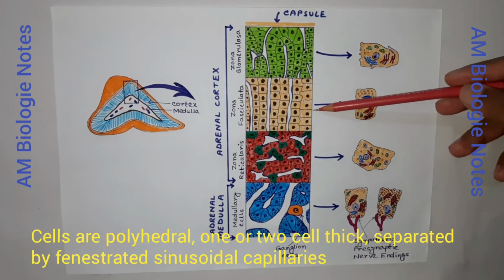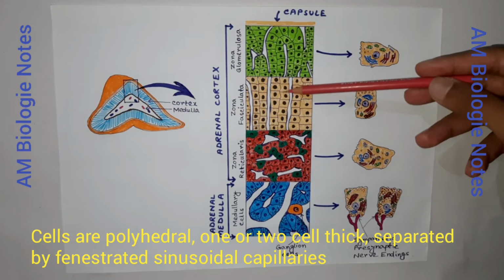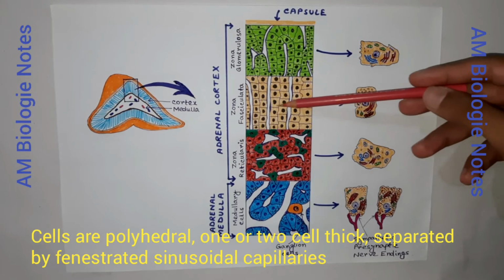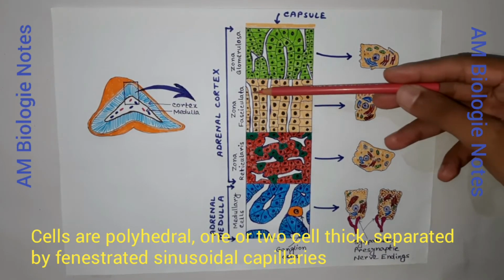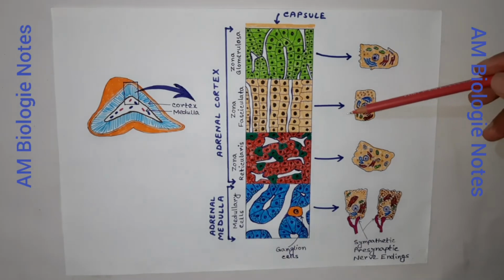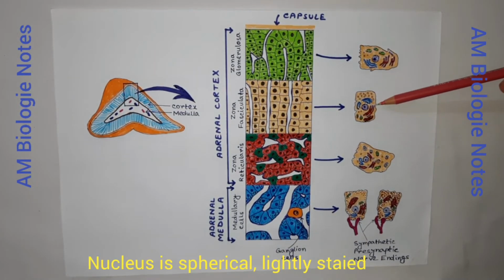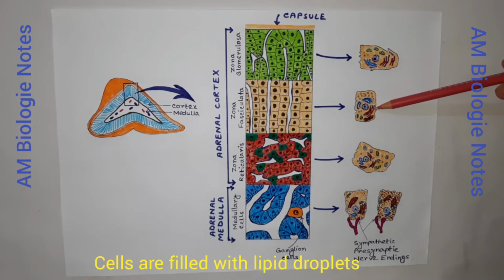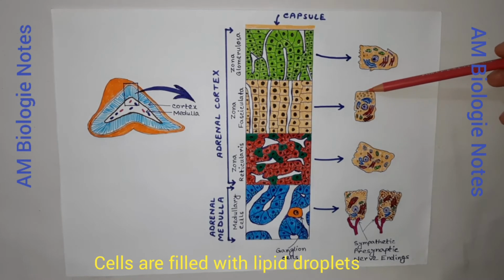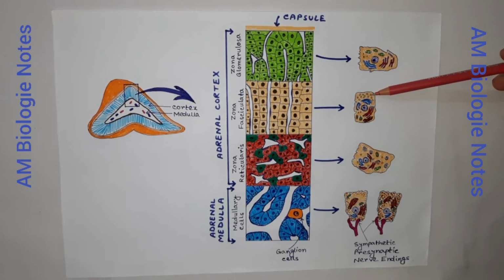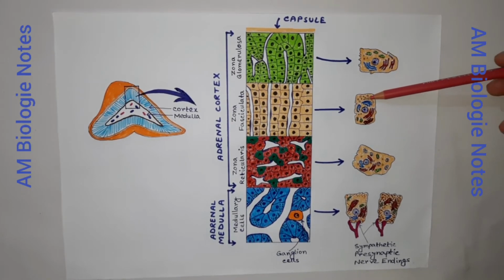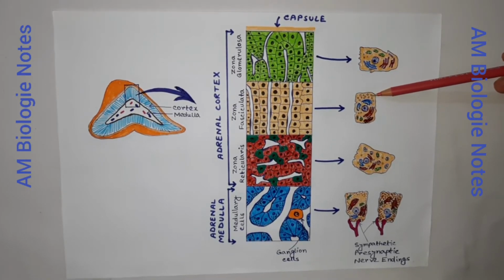The zone consists of long cords of large polyhedral cells, 1 or 2 cells thick and separated by fenestrated sinusoidal capillaries. Cellular study of this zone shows that the nucleus is spherical and lightly stained. The cells are filled with lipid droplets. The lipid droplets contain neutral fats, fatty acids, cholesterol and phospholipids that are precursors for the steroid hormones secreted by these cells.